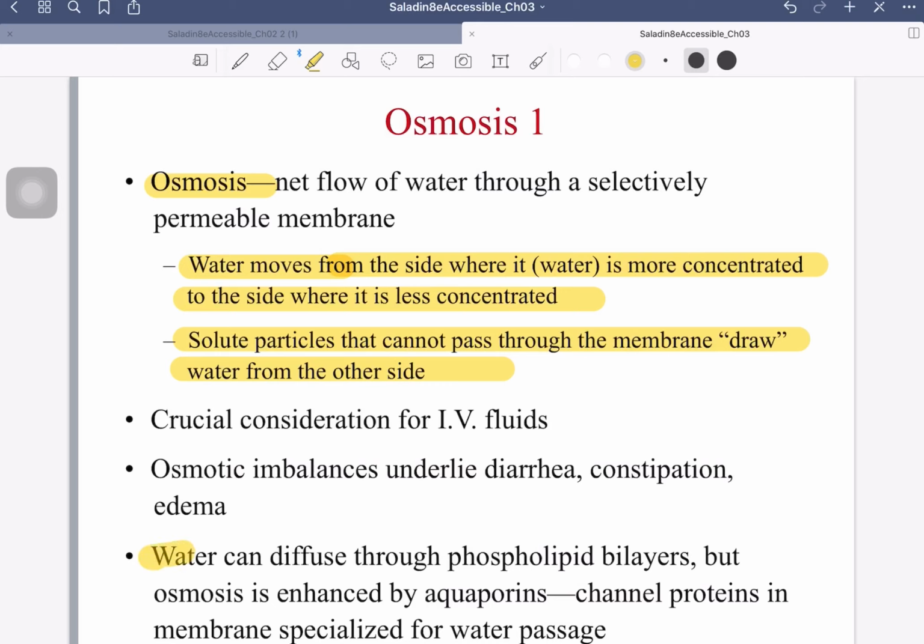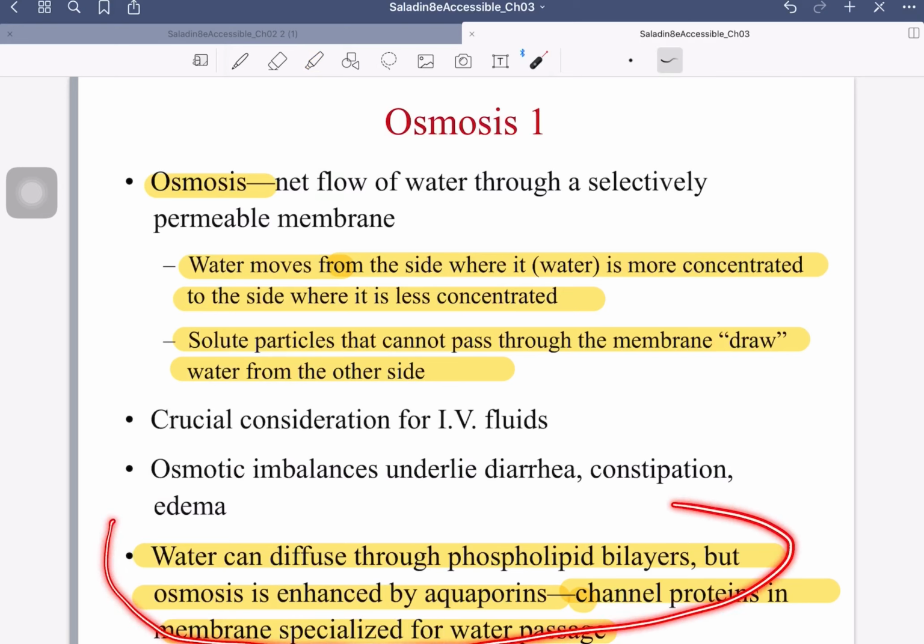Now, water can diffuse through a phospholipid bilayer, but often when we're looking at an actual membrane, there are channels called aquaporins, aqua for water, and these are channel proteins in the membrane. They're specialized for water passage. And we should also know that the number of these aquaporins is not stagnant. In many places of the body they can be increased or decreased in number to increase the amount of water flow.